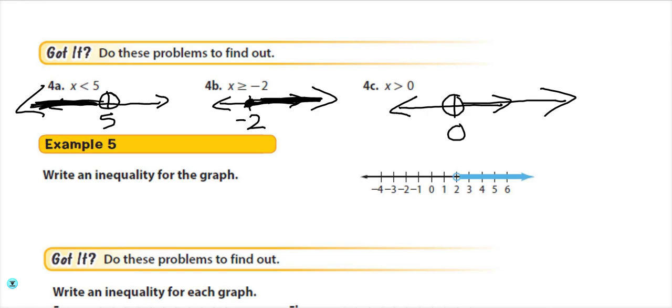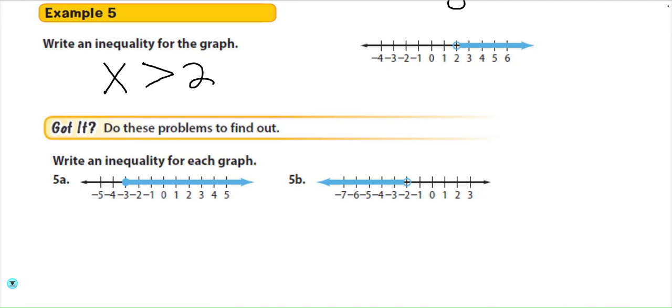Next we're going to write the inequality based off of the graph. Let's take a look. For this one, we have a 2. We'll go ahead and use x for all of them. It's an open circle and it's pointing towards the right. If it's pointing towards the right, that means our inequality should point towards the right, so it's greater than. Then we use the number, so it's 2. It's an open circle, so it's just greater than. We don't put the line underneath. Okay, go ahead and try these two.